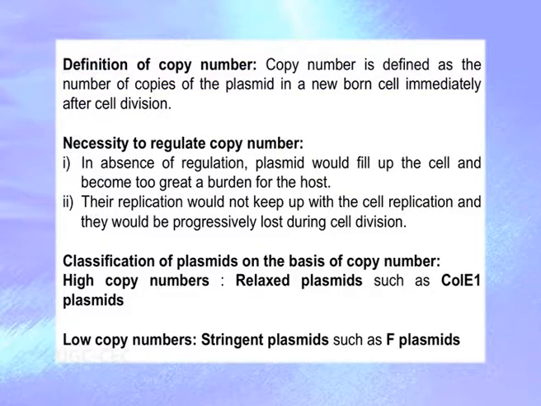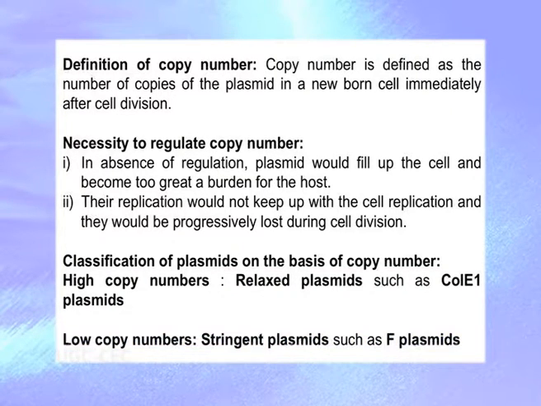Copy number is defined as the number of copies of a plasmid that reside inside a bacterial cell just after the cell division. Depending on the copy number of a plasmid, they can be classified into two broad categories. One is called high copy number plasmids. High copy number plasmids means there exist many copies of a plasmid inside the bacterial cell. An example of such plasmids is the Col1 type of plasmids.